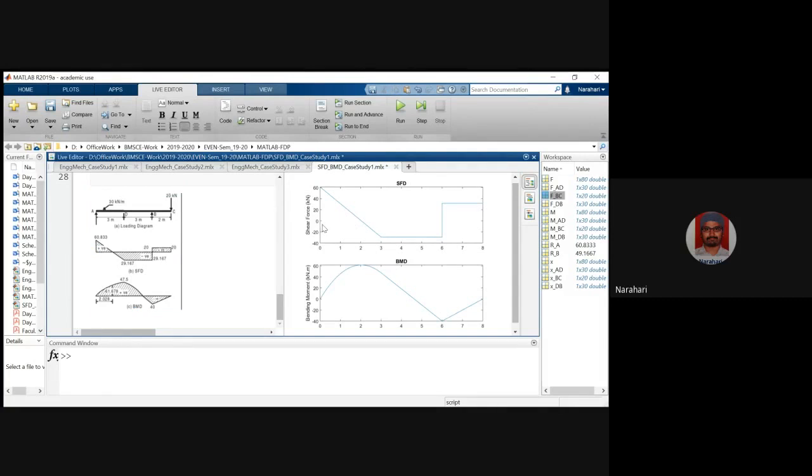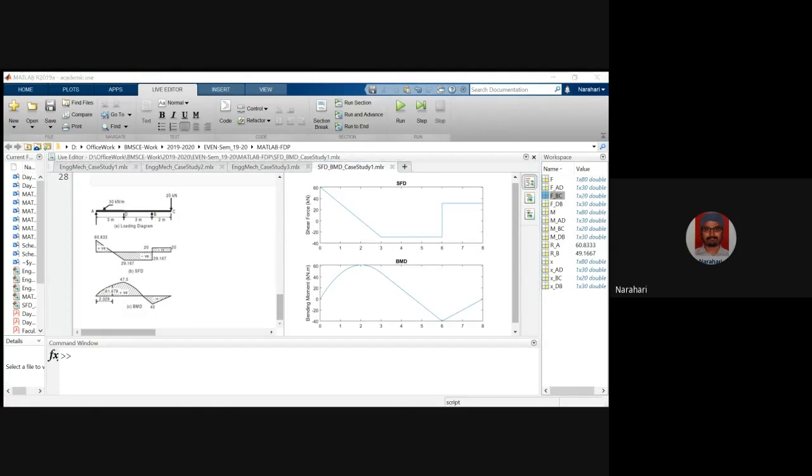Of course, this one horizontal line that we can always get. That's not a big issue, but that is understood, right? So this is how we can get the shear force and bending moment diagrams for a given beam. Right? Okay. Let me just show you one more problem.